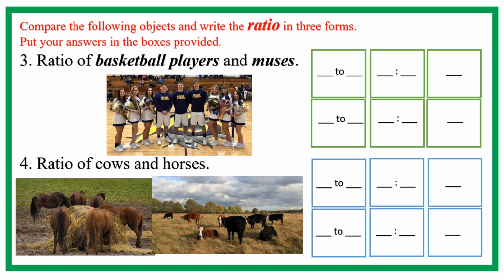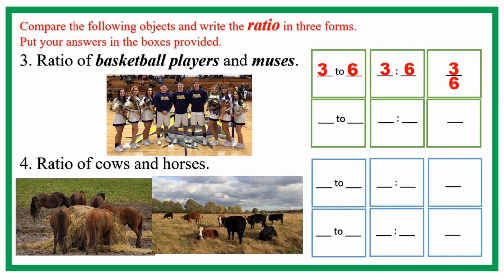Now, let's answer. First, let's count the number of basketball players. 1, 2, 3. And the number of mascots. 1, 2, 3, 4, 5, 6. So, the ratio of basketball players and mascots is 3 to 6. We can also write it like this, 3 colon 6, 3 to 6, or in fraction form, 3 over 6.